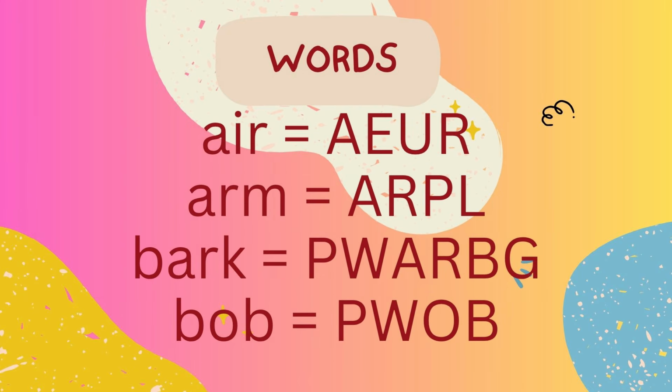Now let's proceed to words. We have air, arm, bark, and bob. For air, it's long A, final R. For arm, it's vowel A, final RM. For bark, it's initial B, vowel A, final RK. Then bob, initial B, vowel O, final B. Notice that we have applied the final R as well as the final combinations. Let's try to practice.